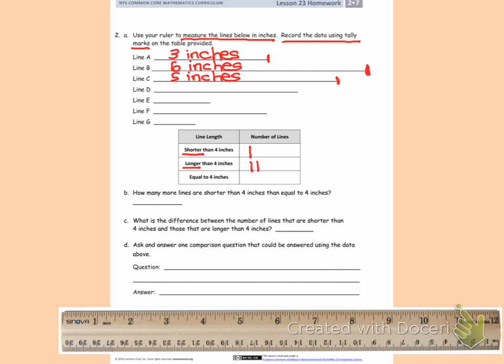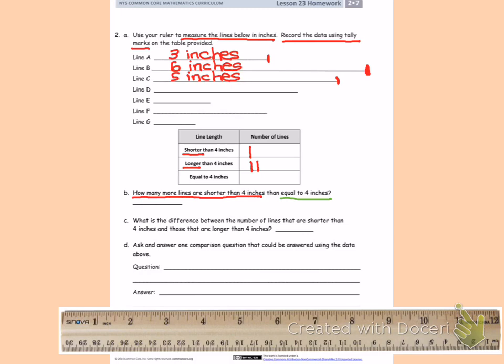Now you put tally marks for lines D, E, F, and G in the table, just like we did with lines A through C. Item 2B says, how many more lines are shorter than 4 inches than equal to 4 inches? I'll underline the important details. How many more lines are shorter than 4 inches than equal to 4 inches?